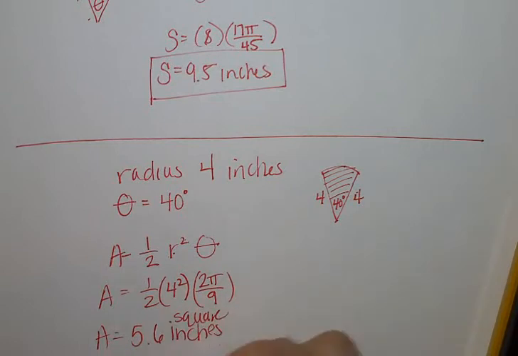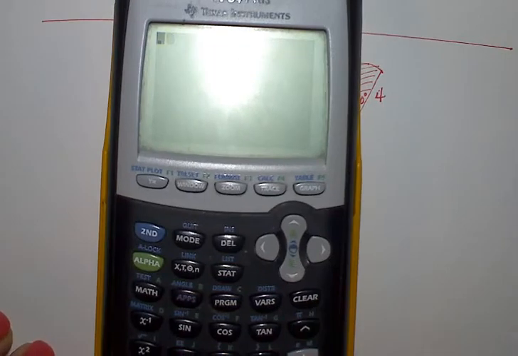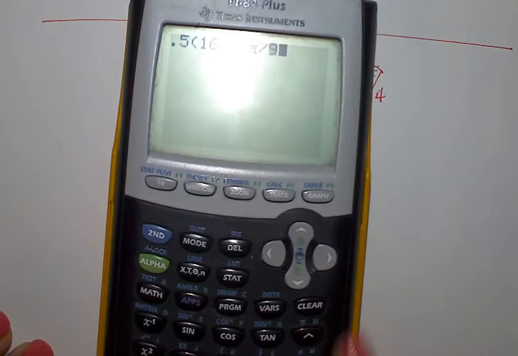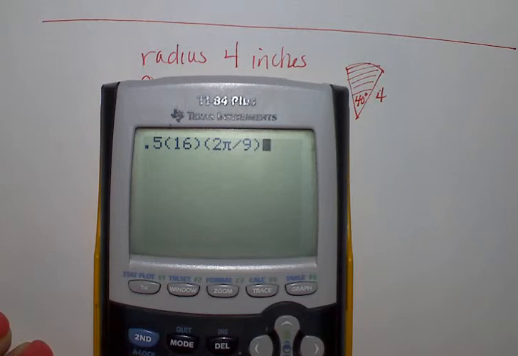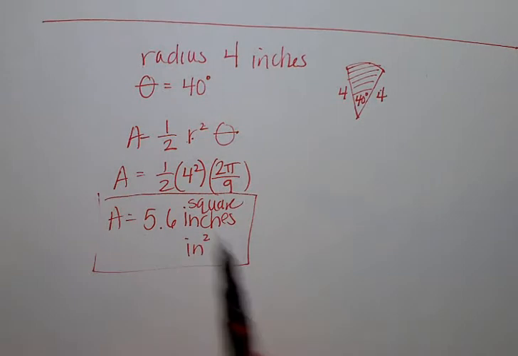Remember, you can also use this symbol as well, inches squared. I'm just going to make sure that I did my math there right. This times 16 times that is correct. Area, square inches, or inches squared.